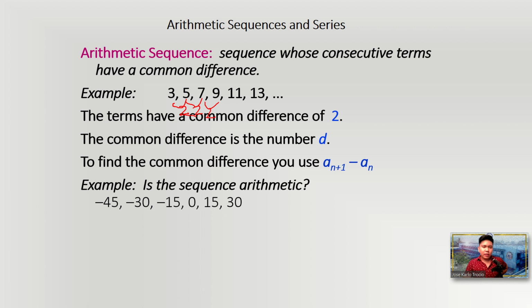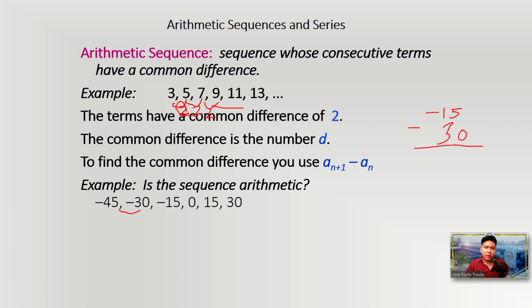Okay, how about this one? Is this an arithmetic sequence? You can consider it an arithmetic sequence if it has an equal common difference throughout. Let's check. Negative 30 minus negative 45, that is positive 15, right? Negative 15 minus negative 30. Be careful with the integers. You might get it wrong. Let us have a very quick review. Negative 15 minus 30.